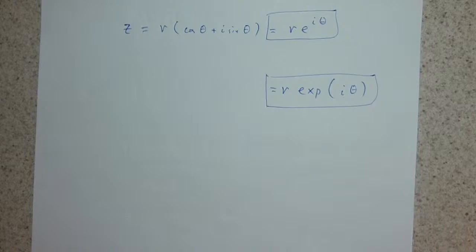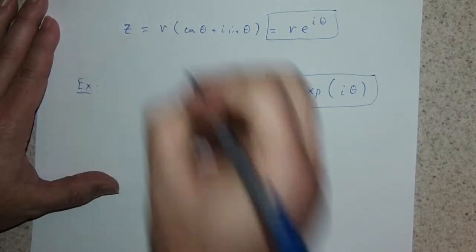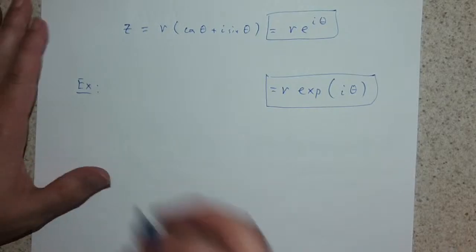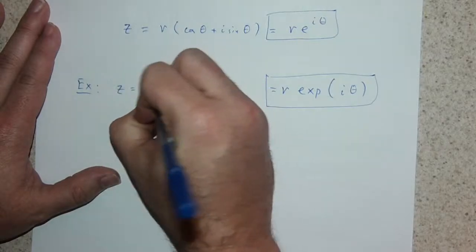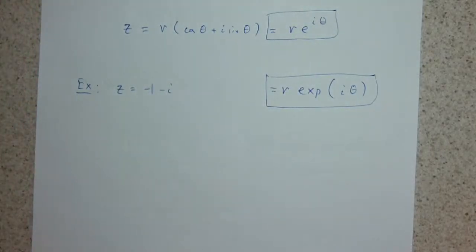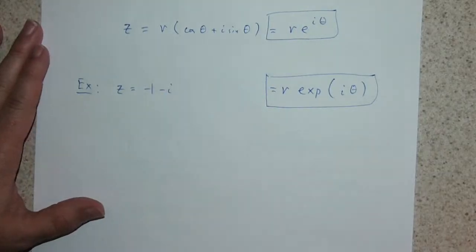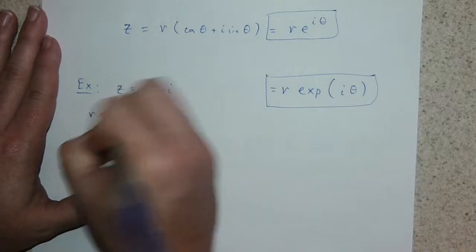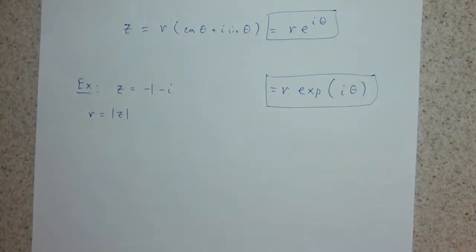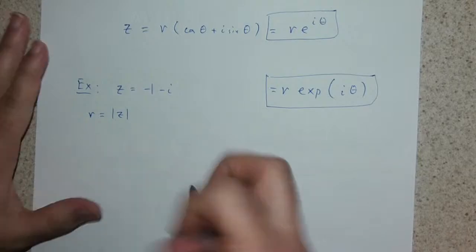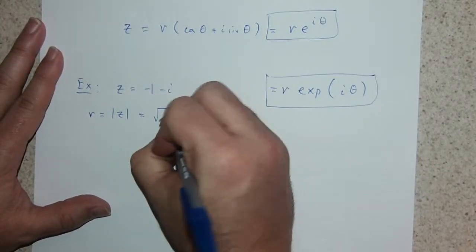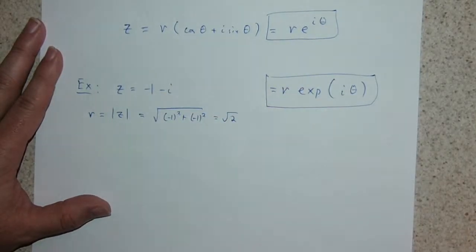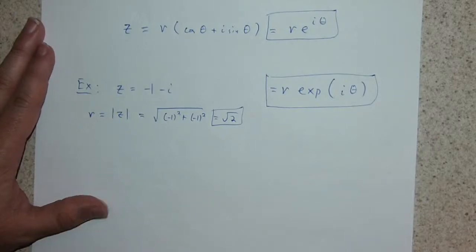Okay, and so let's do a quick example. Yesterday we talked about the argument for the complex number minus 1 minus I. So let's let z be minus 1 minus I. I want to put this in exponential form. So how do I do that? Well, if I want to put this in exponential form, first of all, r is the modulus of z. So what's the modulus of z here? So this is square root of minus 1 squared plus minus 1 squared. All right, so this is square root of 2. Okay, so there's my modulus.